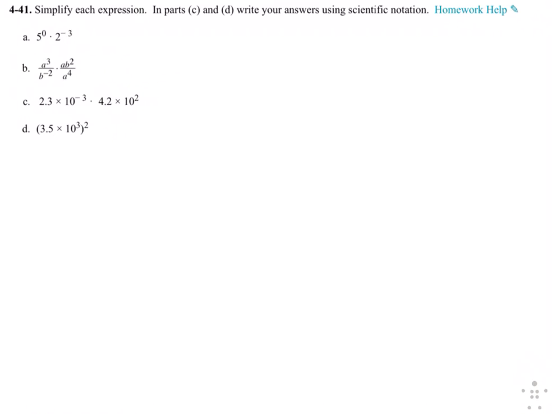Okay, for 41, they want us to simplify, and then in C and D, they want the answers written in scientific notation. So for A, 5 to the 0 times 2 to the negative third. 5 to the 0 is 1, so it's really 1 times 2 to the negative third. 2 to the negative third is 1 over 2 to the positive third, which is 1 over 8. So A comes out to be 1/8. This is A.